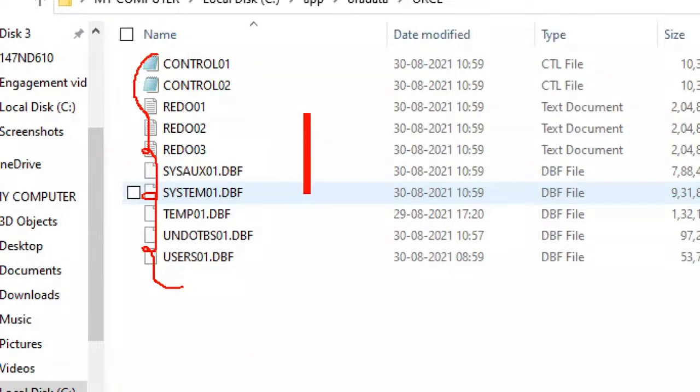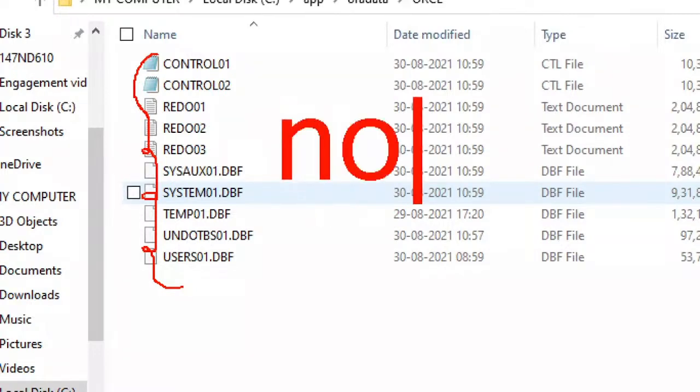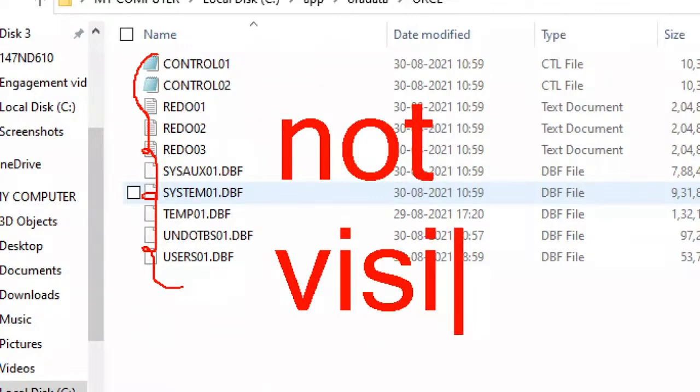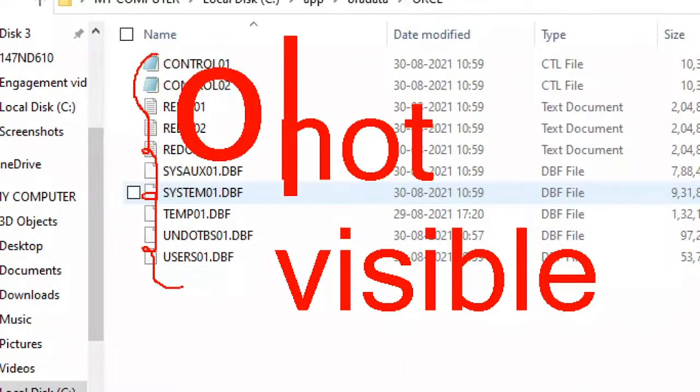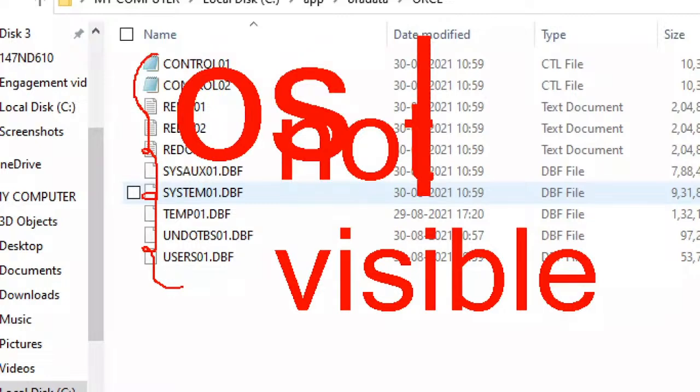Very good. Not visible. A structure which is not visible in the operating system, the OS, is called a logical structure. Very, very important. Tables are not visible in the C drive, D drive like that. Views are not visible in the C drive, D drive, E drive like this. Indexes, functions, procedures are not visible.